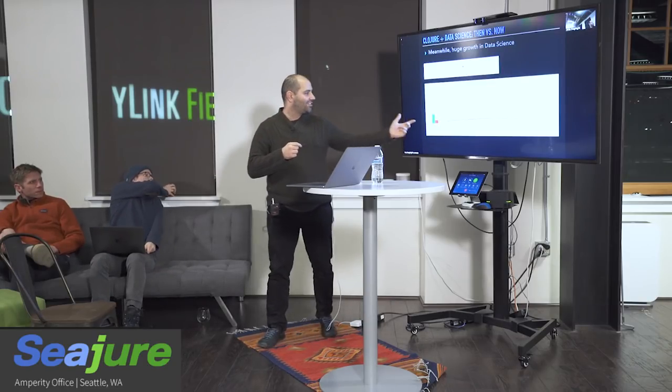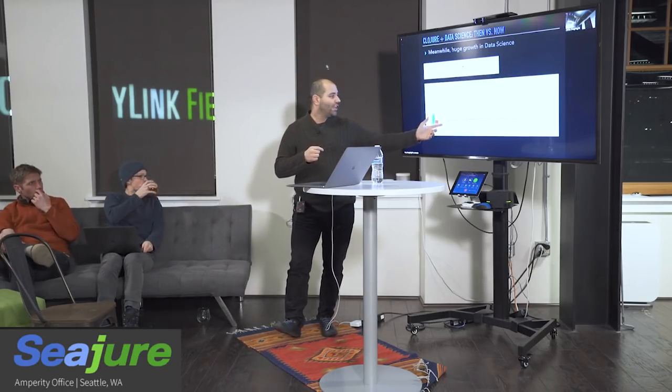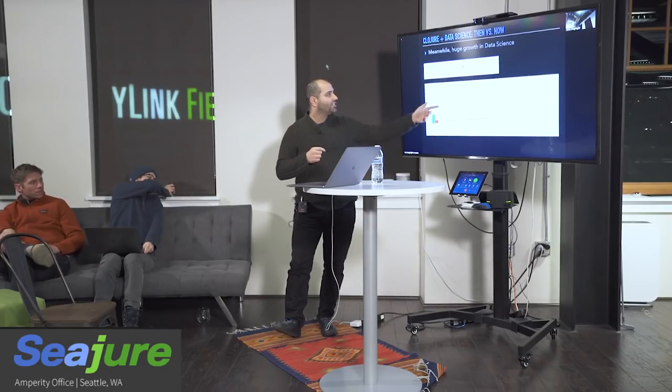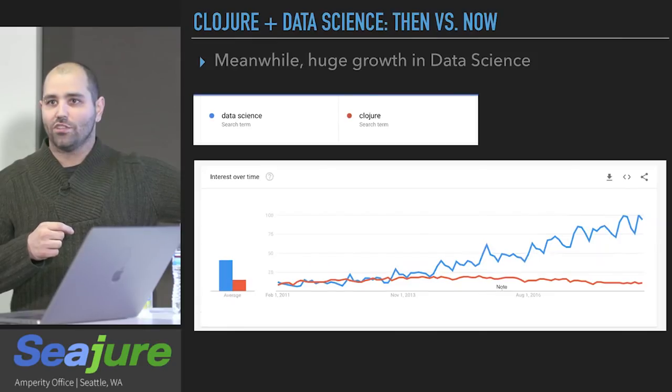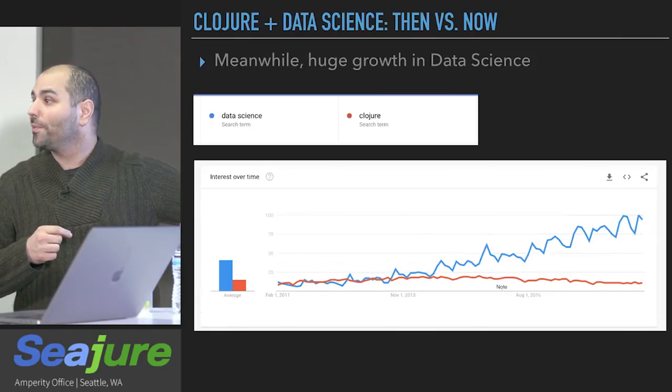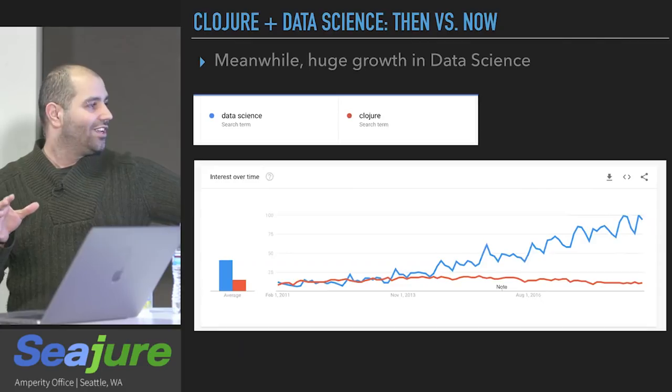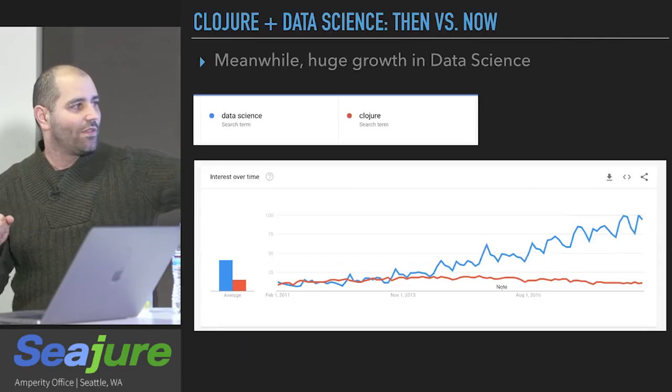If you go back to 2011, this is using Google Trend data. It's hard to see here. The blue line is data science, obviously. The red line is Clojure. Clojure and data science were roughly comparable in terms of global popularity, which is a little crazy to think about. And then obviously you have the progress of time.